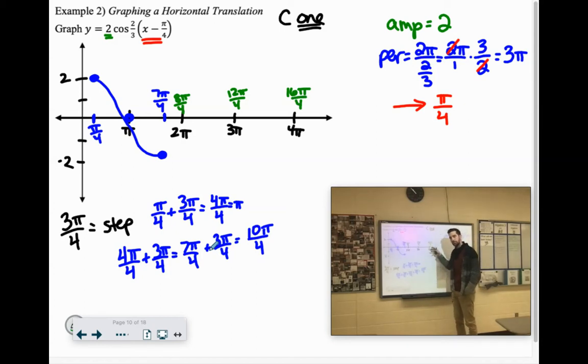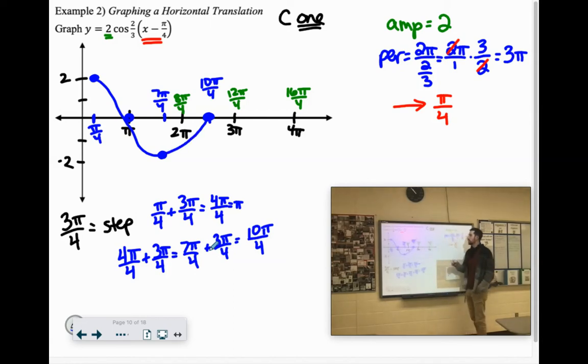So you don't need to label it this way, but this will help us figure out where 10 pi over 4 will fall. So if 12 is here, 8 is here, 10 pi over 4 is going to dip right in the middle. So that will be our next point, 10 pi over 4. Now my graph is looking a little chaotic, and that's okay.